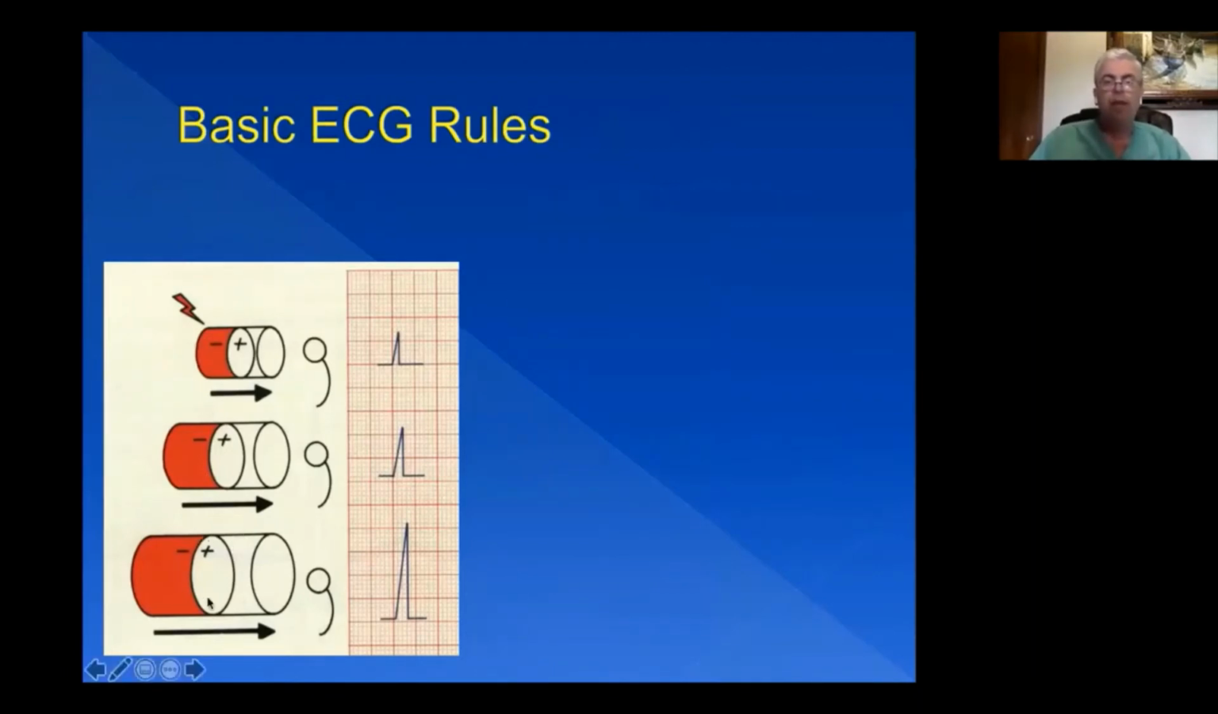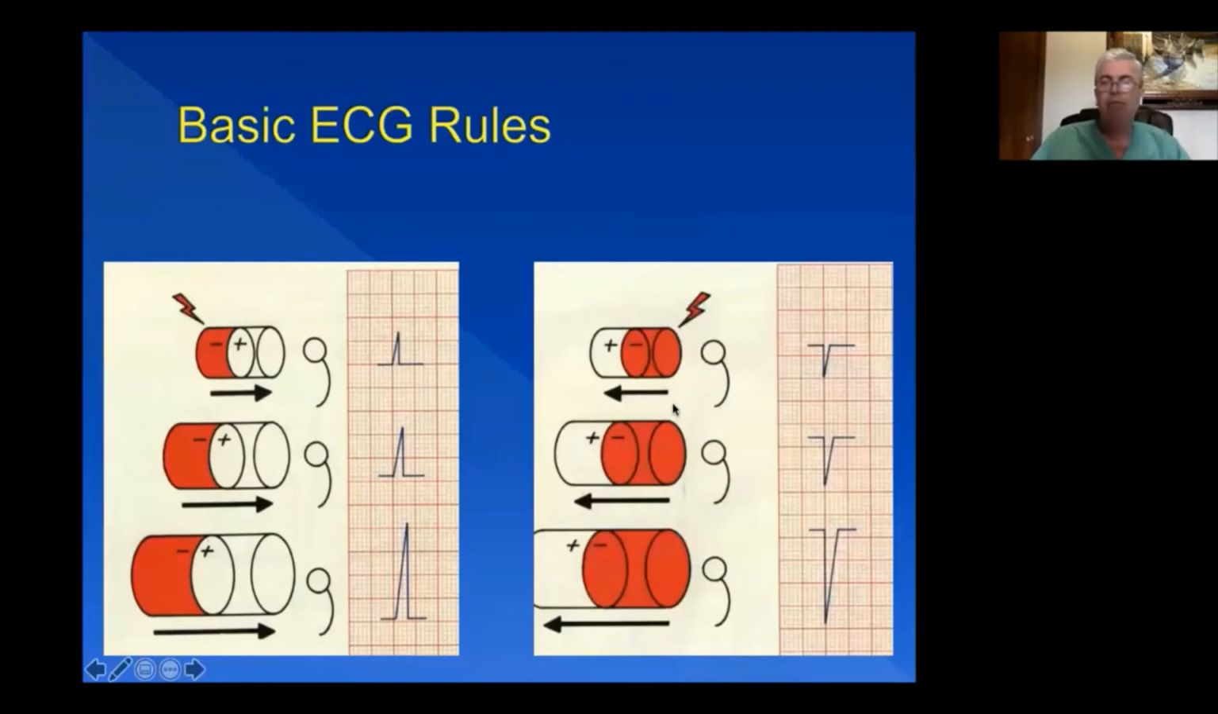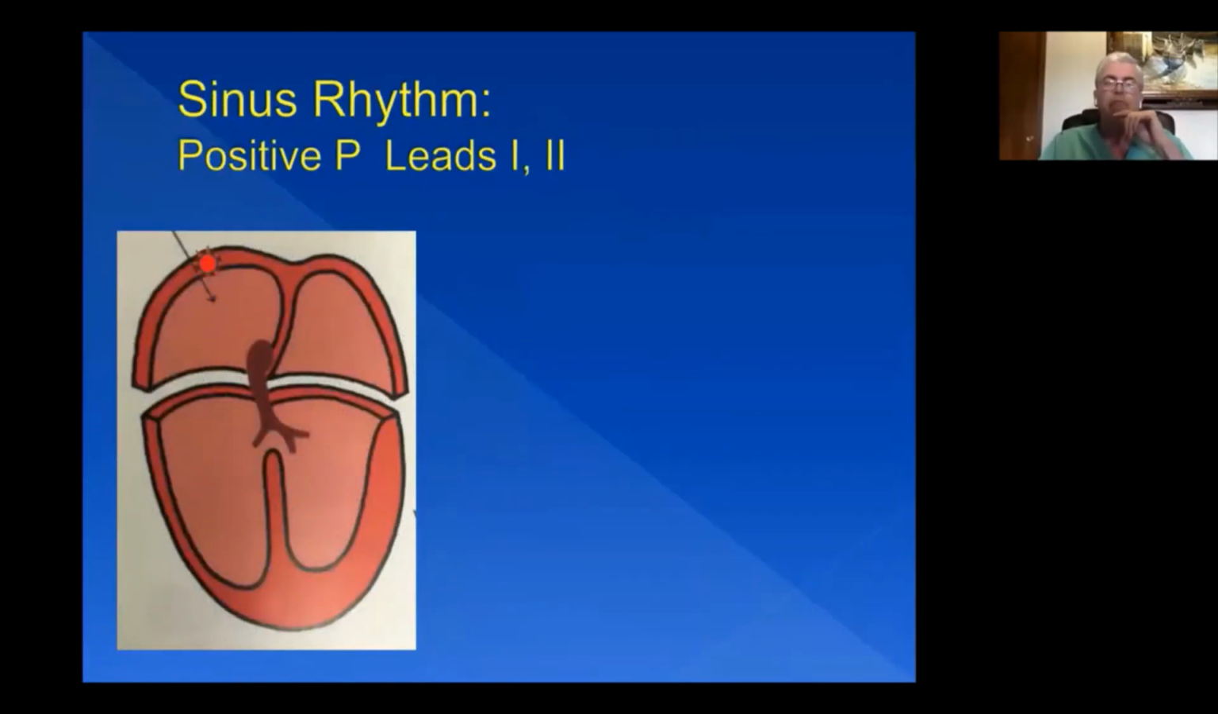The bigger the muscle mass, the bigger the electrical activity we're recording, or the deflection. Activation in the direction of the recording electrode will give us a positive deflection. Activation in the direction away from the recording electrode will give us a negative deflection. If we know these two simple rules, and we know the location of our recording electrodes and the direction of the activation wavefronts, we should be able to accurately read any rhythm problem the patient may have.